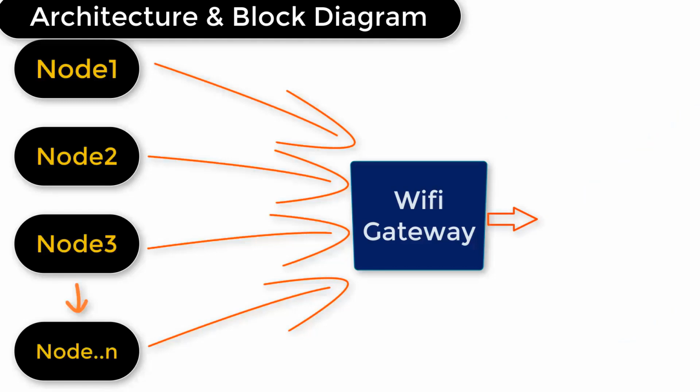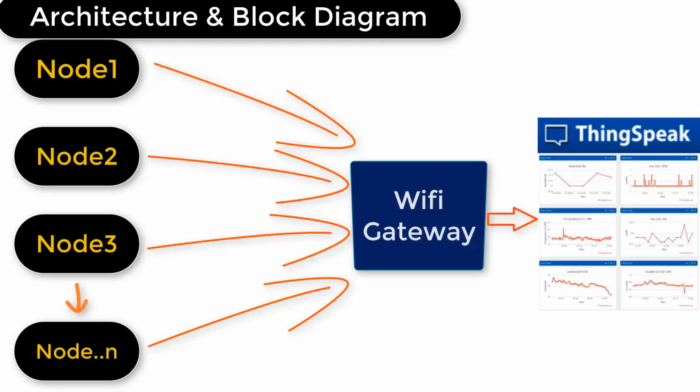Now this Wi-Fi gateway collects all the data from the nodes and uploads to the Thingspeak server. So this is how we can collect all the data from the node and transmit it wirelessly and upload it finally to any of the server.